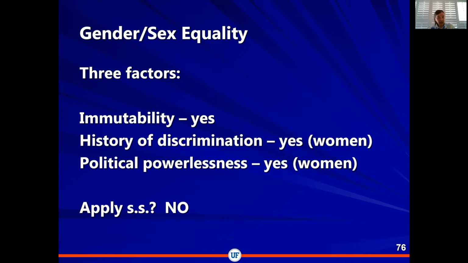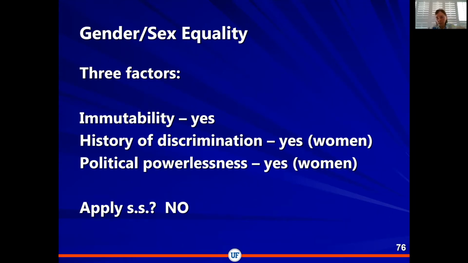I know it's a lot more fluid now. History of discrimination against women, yes. And relative political powerlessness, I put yes, but of course the court in the earlier cases said, well, they make up 51% of the population, and so they're not politically powerless, which I thought was somewhat disingenuous, but you kind of get the idea.